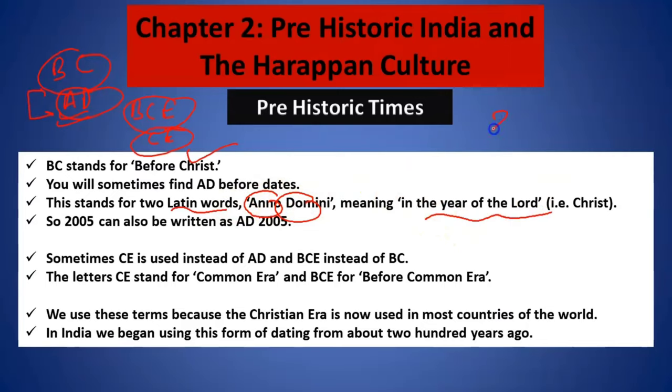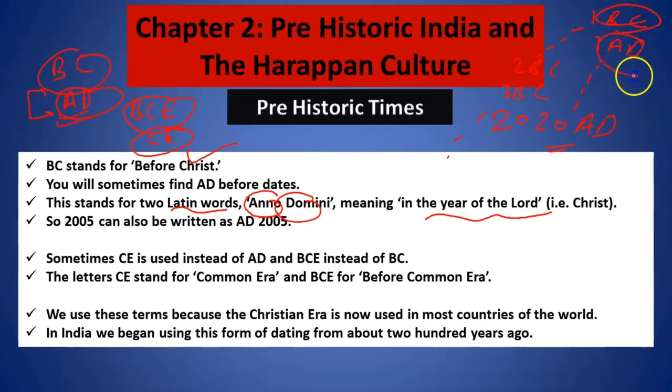So right now, if we say 2020, we will say 2020 AD. So you have to go back in time up to 1 AD. Now before that, it will be 1 BC. And then this will happen in reverse order: 2 BC, 3 BC. So this way, this chronology will happen.